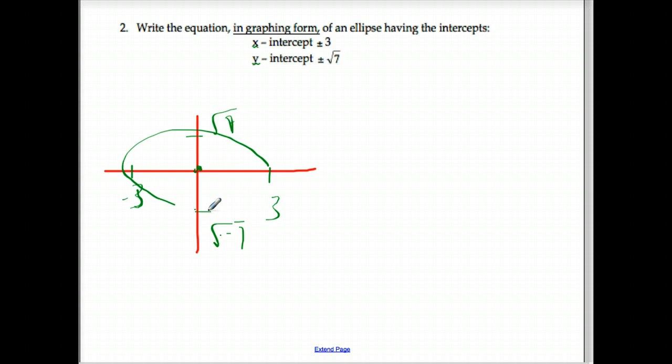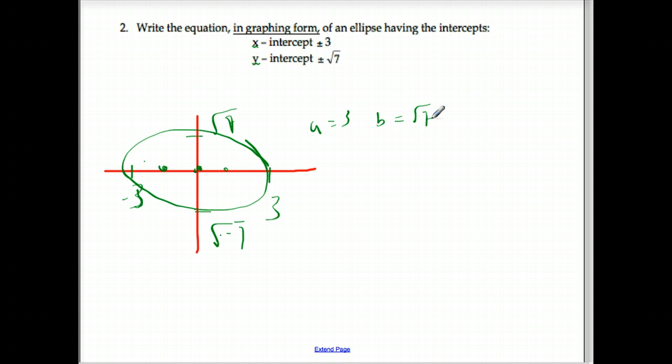So our ellipse is like this, and our foci are going to be on the x-axis because you can see that this distance is longer. From here to here is 6 units, and from here to here is less than 6 units. So this is our major axis along the x-axis, which means our foci are going to be on the x-axis. And now we know our a and we know our b. Our a is 3, our b is root 7.